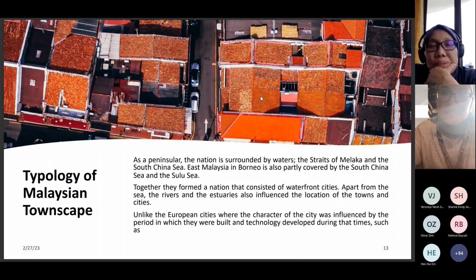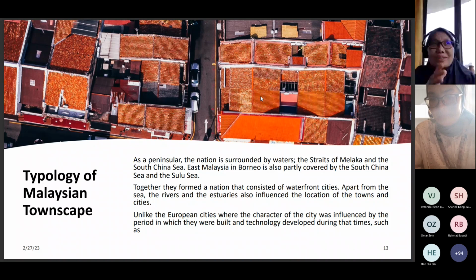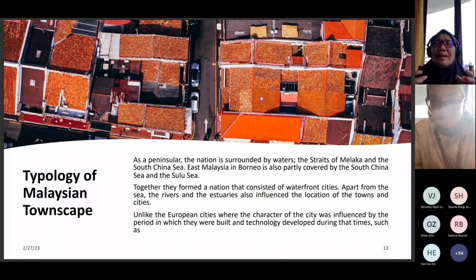And unlike European cities, where the character of the city was influenced by the period in which they were built and the technology developed during that time. I remember when we had to study the history of architecture and town planning in the UK, I could go into the cities, analyze the townscape, and detect which period it was built through its architecture, because it's like a good record of the city. But here in Malaysia, we cannot tell when the town was built by looking at the architecture, because it seems that every period doesn't have a certain character to contribute to the townscape. Next.